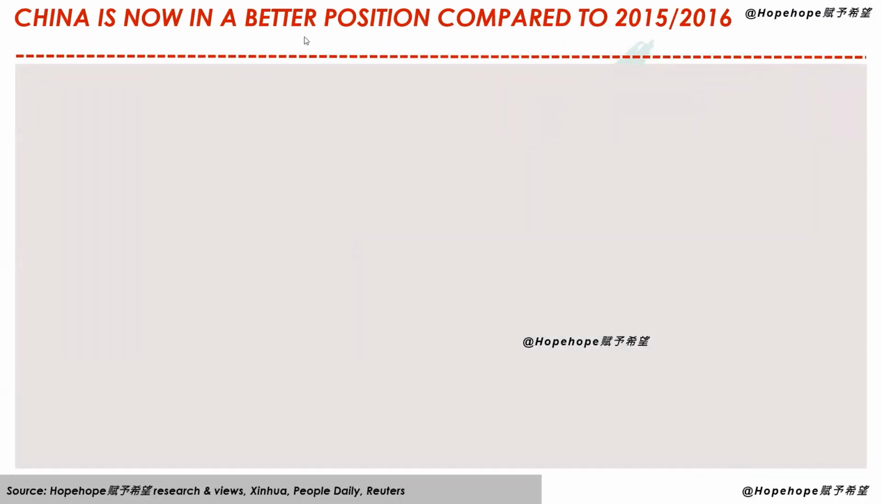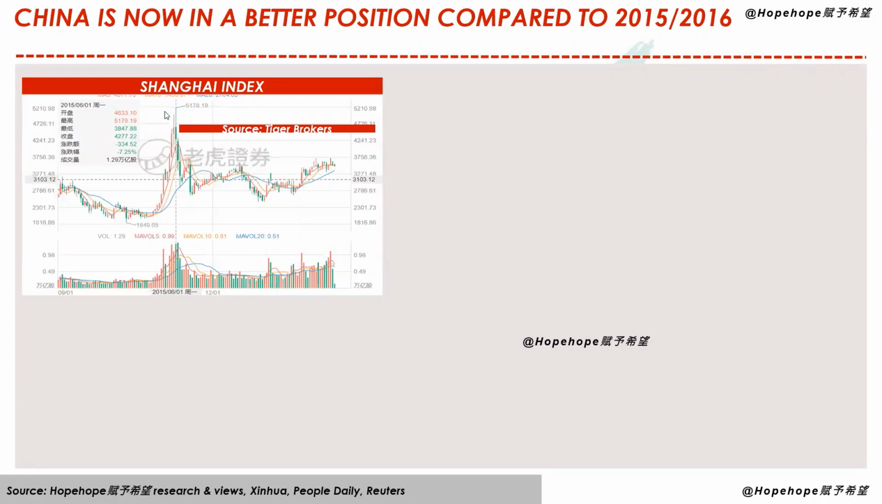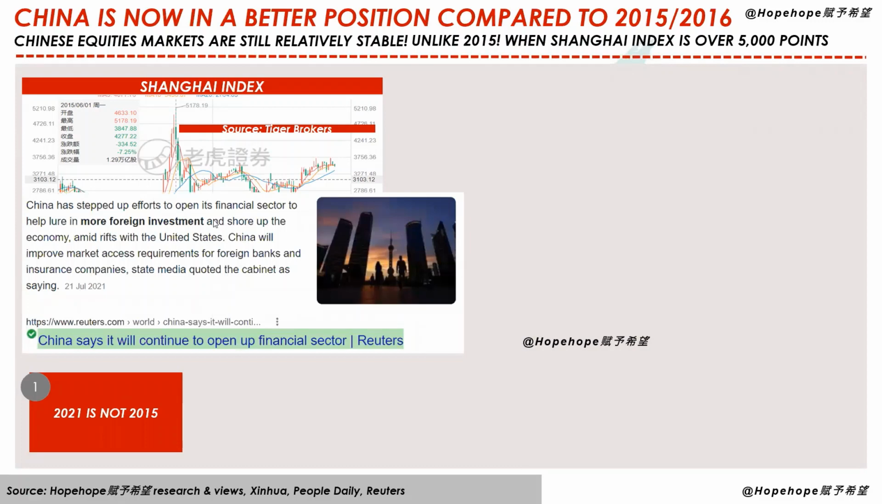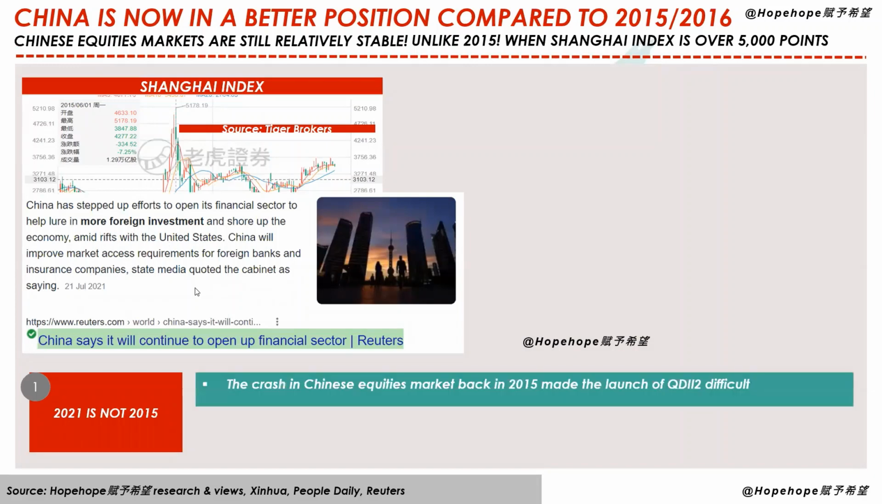Now China is definitely in a better position compared to 2015, 2016. The Shanghai index then was 5,000 points, like what I highlighted in the earlier video. Now Chinese markets are relatively stable except for Hong Kong equities and Chinese tech stocks in the US market. But well, 2021 is definitely not 2015. China has stepped up a lot of efforts to open up its financial sector to bring in foreign investment.